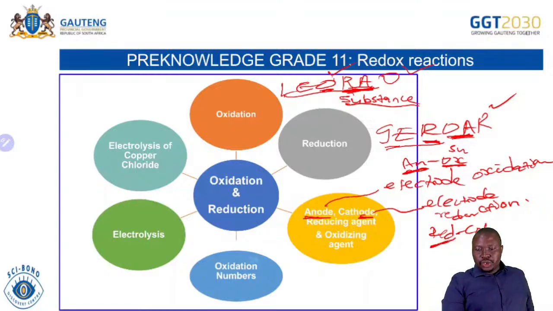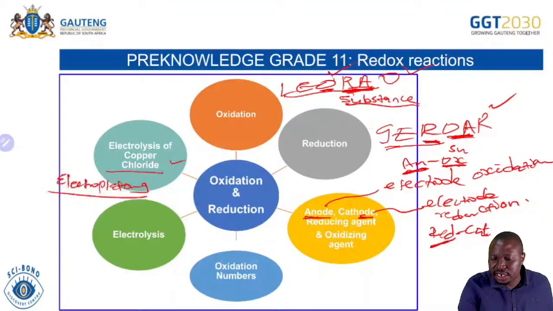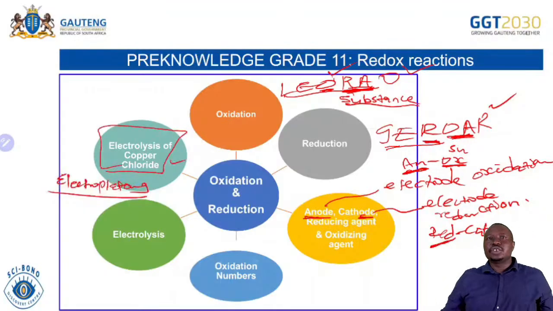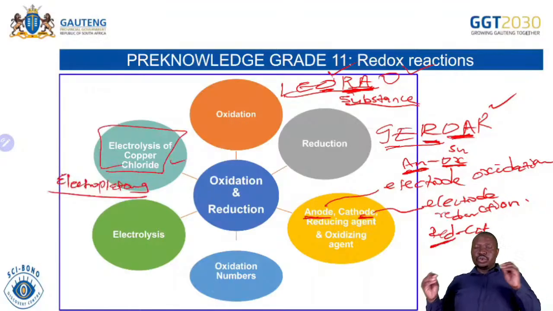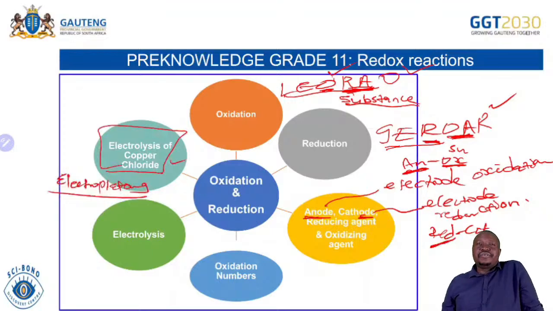Now, the issue of oxidation numbers as well, you have done in grade 11, and electrolysis, in this case, you have done electrolysis of copper chloride. Remember, in grade 12 question 5, we only do electrolysis of copper chloride and electroplating. So there are only two processes that you are expecting in terms of question 5. It's either you will get electrolysis of copper chloride or electroplating. Those are the only two processes that we do for the topic of electrolysis. So please don't forget that.